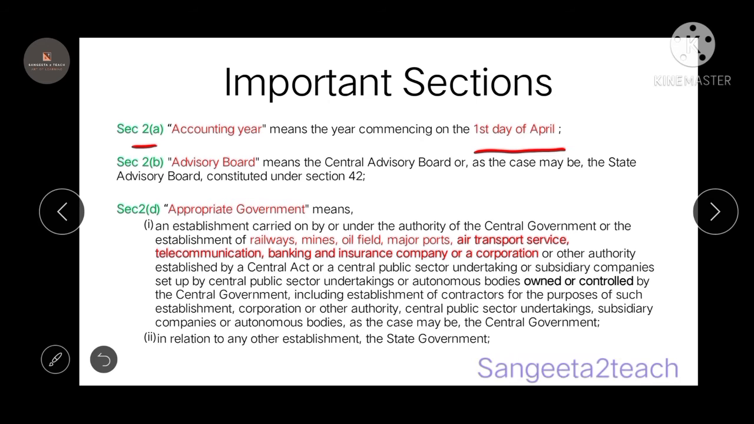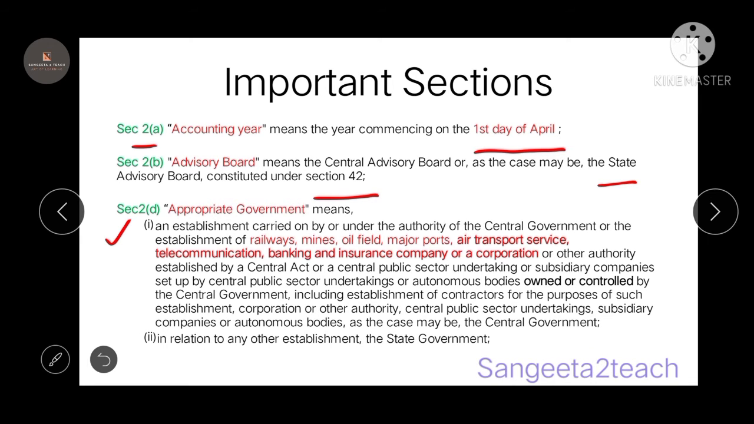Coming to the next definition, that is advisory board. As I said, your advisory board can be the central advisory board or the state advisory board, and this has been constituted under the section 42. So section 42 is dealing with the advisory board. In the coming next videos, we will look in detail about this advisory board, right?